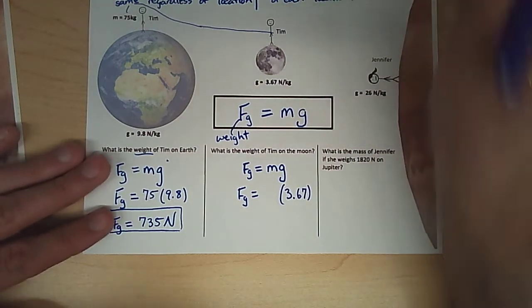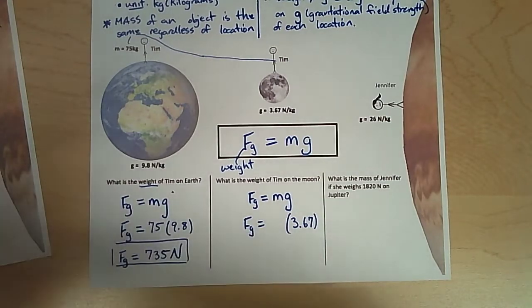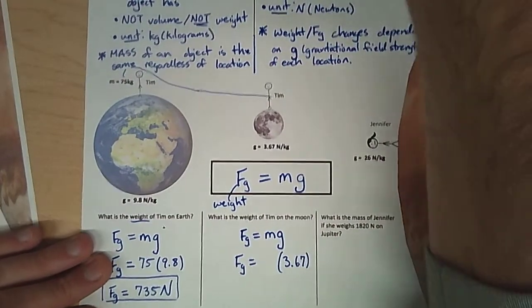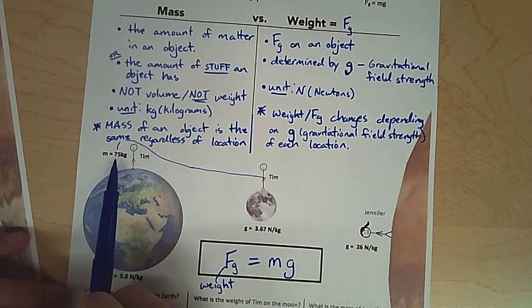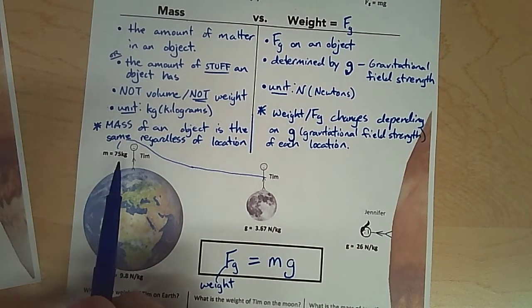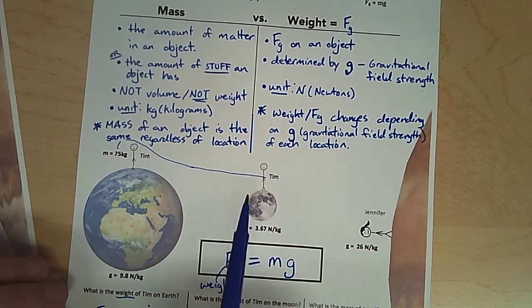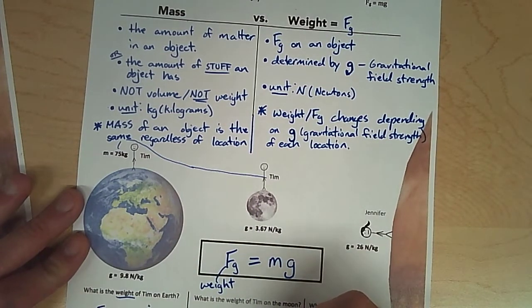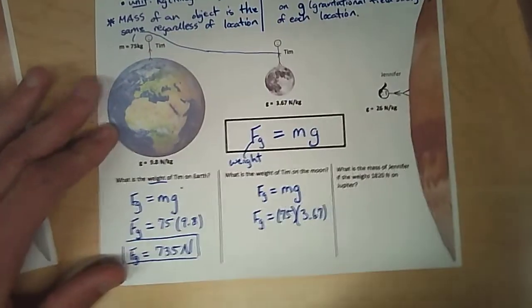But it doesn't give me the mass in this problem. So then I have to think about what the mass would be. Right? And that's where I'm going to use my understanding of mass. If Tim's mass is 75 kilograms on Earth, the amount of stuff in Tim, as long as he still has all his arms and legs, is still going to be the exact same on the moon. It's going to be 75 kilograms. So I could just say, oh, same mass, 75 kilograms. So I'm going to plug that into my equation.